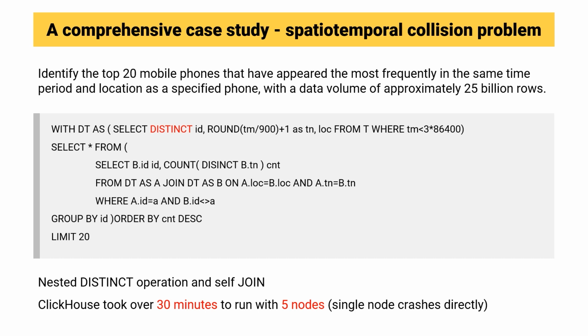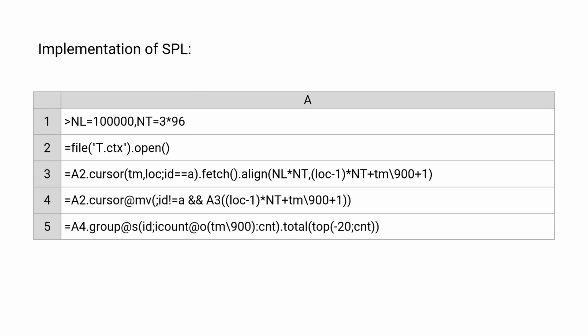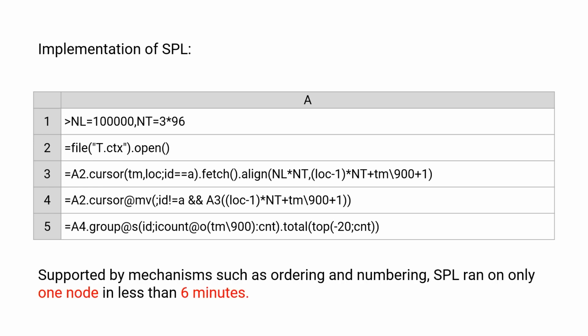In fact, if the IDs are ordered, there is no need to keep the large ID list when doing distinct, and naturally there is no need to compare with the list. The calculation is faster and the hardware resource requirements are lower. Let's take a look at how SPL, which supports ordered operations, implements it. This is the implementation of SPL, and we will not explain the specific meaning of the script. SPL utilizes ordered storage and ordered cursors, which can effectively avoid the issues mentioned earlier, and in the end, it runs in less than 6 minutes with just one node.